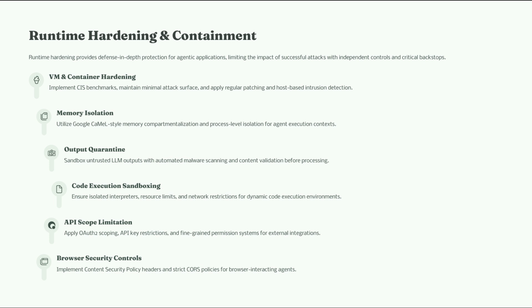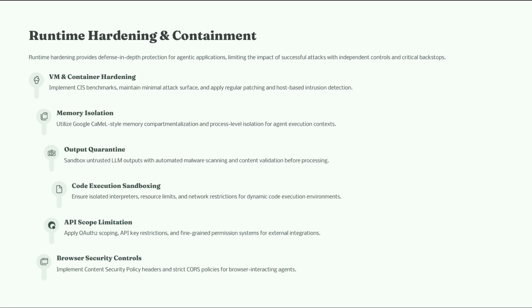Additionally, memory isolation techniques similar to Google's CaMeL style help safeguard execution contexts. It's also vital to ensure that outputs from untrusted large language models undergo thorough scanning and validation before any further processing. Moreover, dynamic code execution environments should be properly sandboxed, enforcing strict resource limits and network restrictions. As we move forward, we will examine the significant supply chain risks that agentic applications encounter, particularly in the realm of AI frameworks.